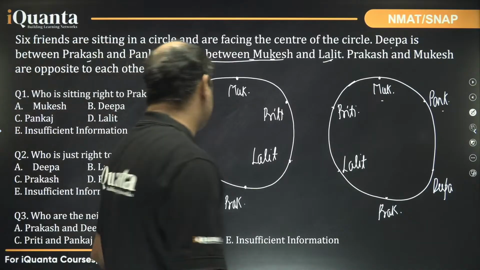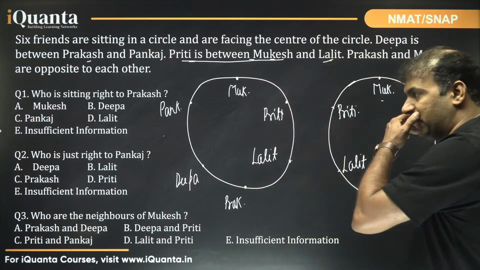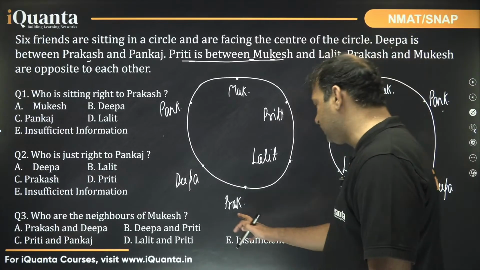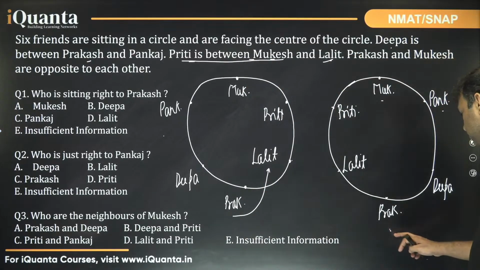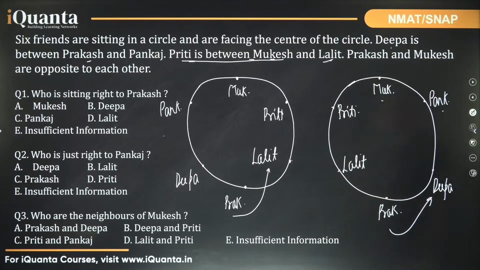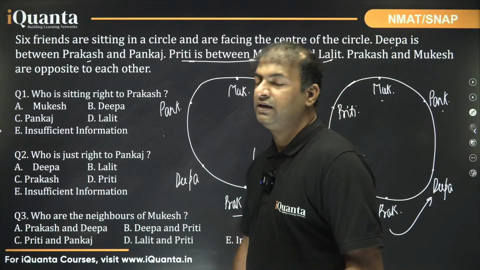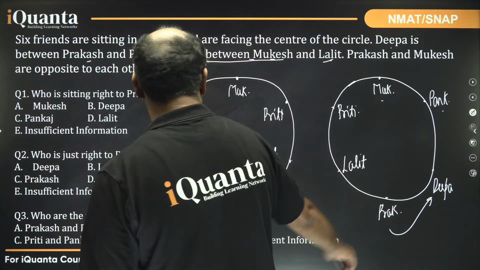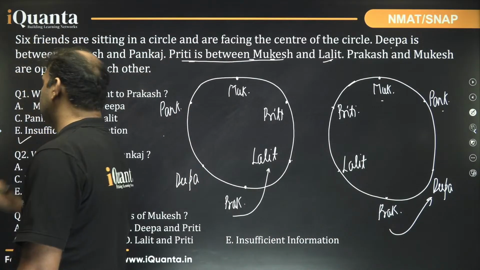So guys, the first question is who is sitting right to Prakash? Right means we can say immediate right, okay, immediate right. So in this case, the right to Prakash is Lalit, okay, and in this case, the right to Prakash is Deepa. So guys, answer is either Lalit or Deepa, right? So we can say that the answer is not definite. It can be Lalit or Deepa. So the best choice in question number 1 has to be insufficient information, right?